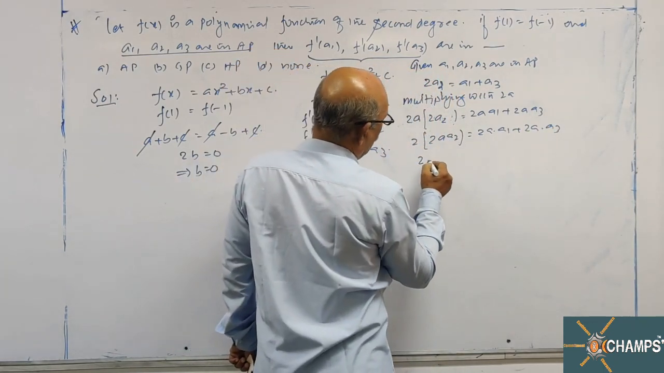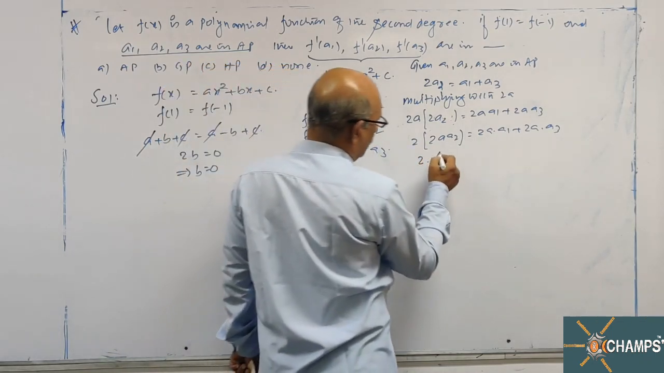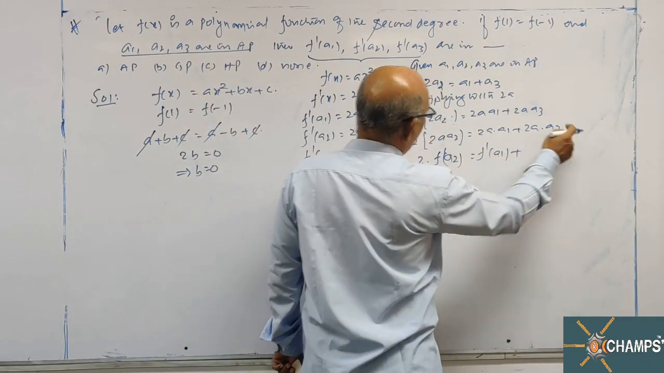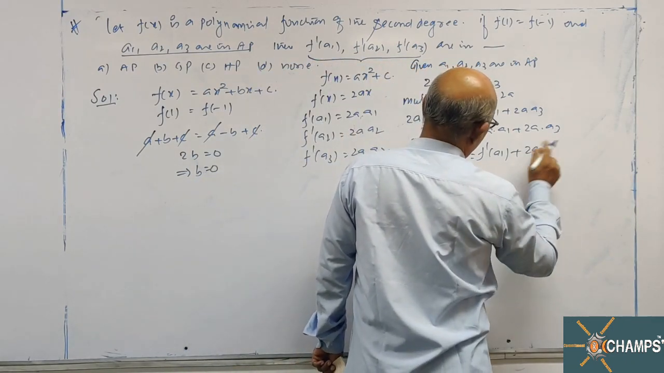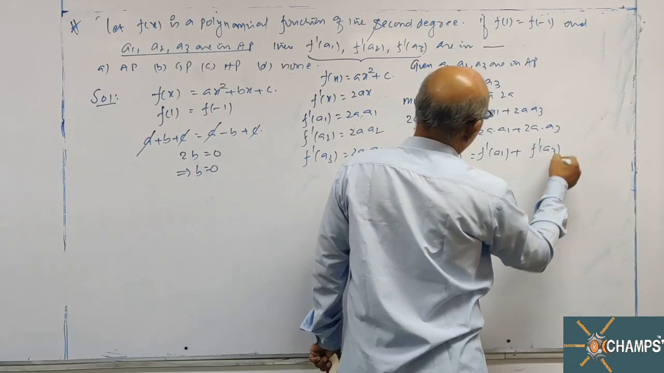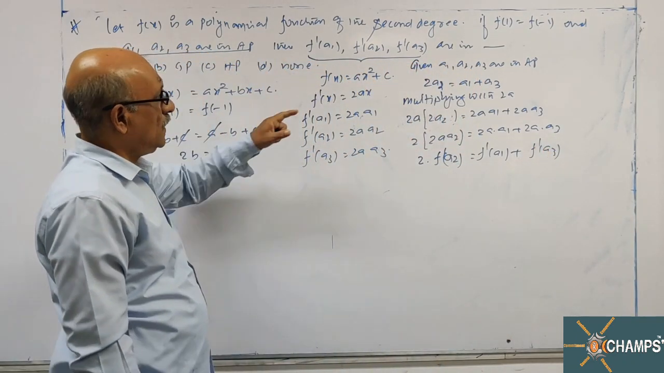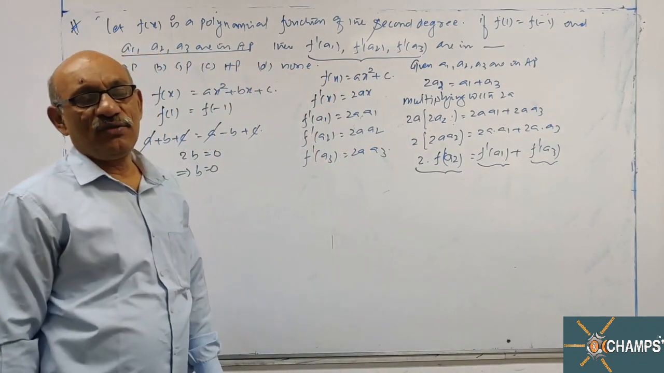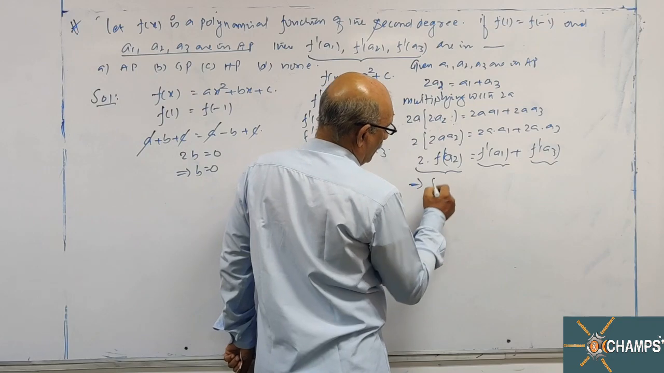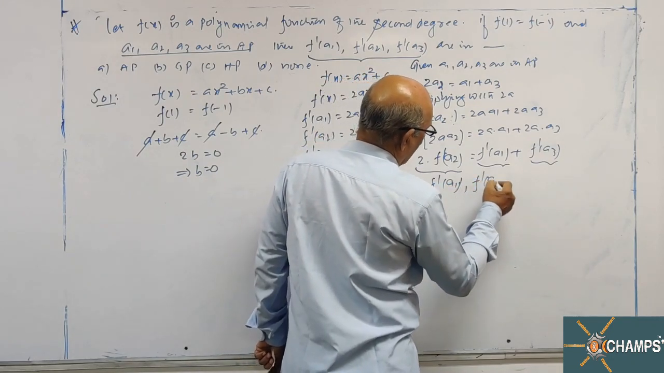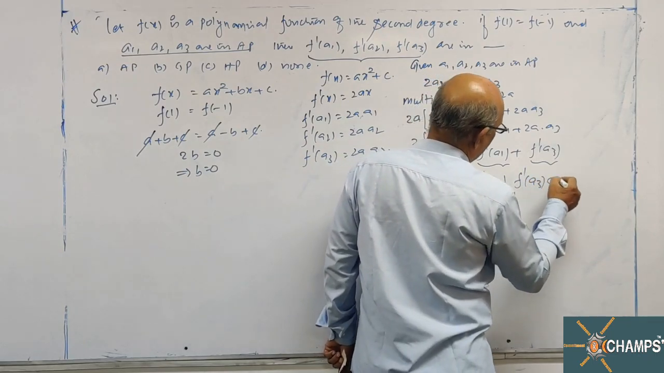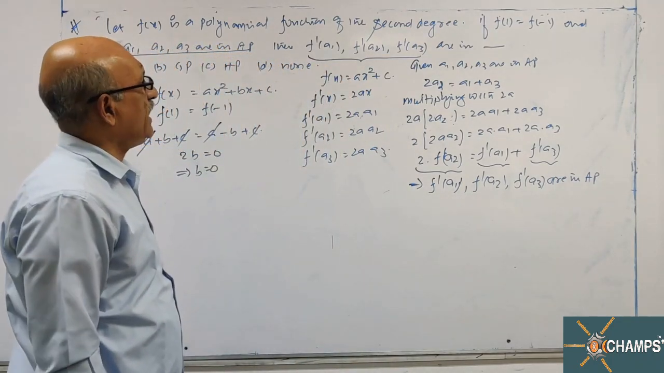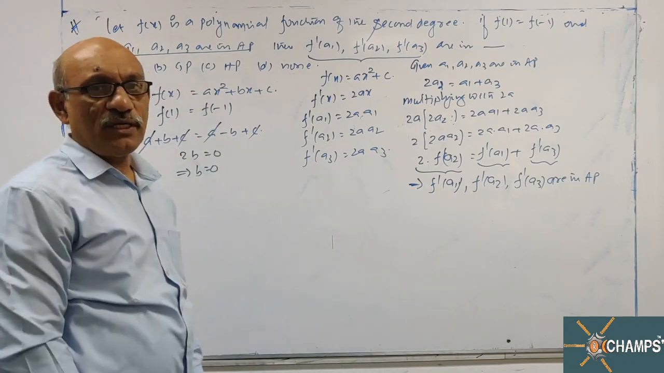Look at this. 2 times 2a a2 can be replaced with f dash a2. 2a a1 can be replaced with f dash a1. 2a a3 can be replaced with f dash a3. Okay, 2 times the middle term is equal to first term plus last term, implies f dash a1, f dash a2, f dash a3 are in AP. So option A is the answer to the given question.